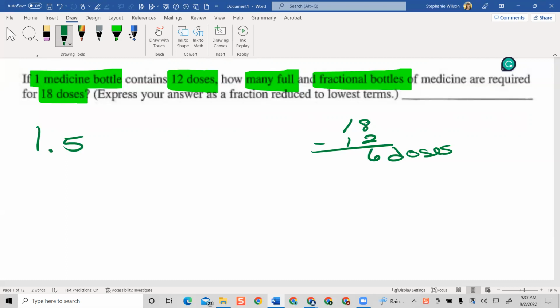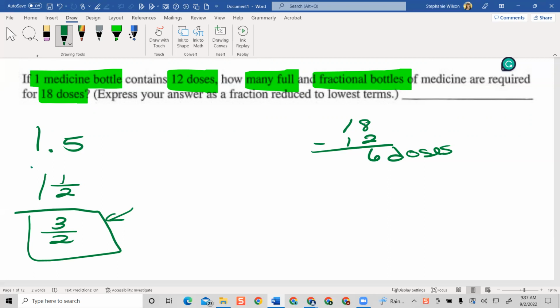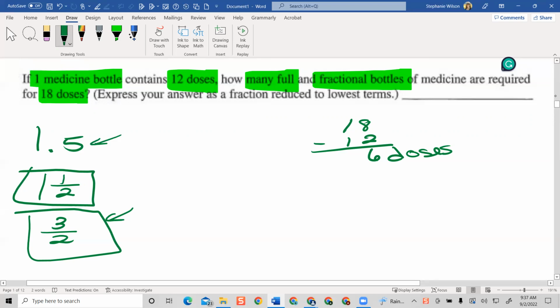That's decimal. Of course, they want it as a fraction, so it'd be 1 and 1/2, right? Or it could be 3/2. So this is a fraction reduced to the lowest terms in improper form. This is a mixed number, and this is decimal. Okay. So just read what it asks us for. In this case, it said a fraction, so we would use the improper one here.